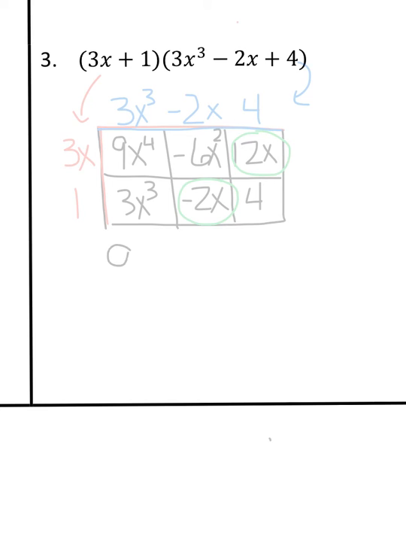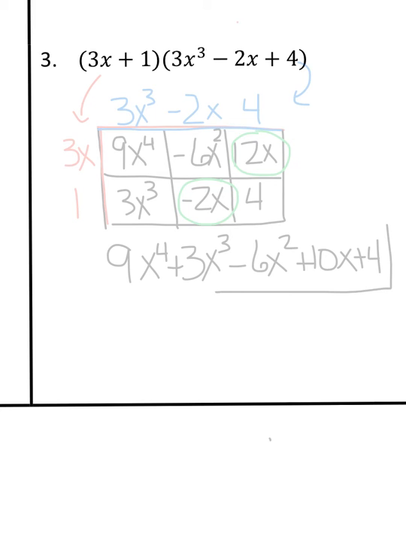So my answer here, I have 9x^4 plus 3x^3, because remember, if you're putting it in standard form, it has to be from the highest degree to the lowest degree. So I do the x^4 first, then the x^3, and then the x^2, and then I have negative 2x plus 12x, which makes that plus 10x, and then plus 4. So here is my answer: 9x^4 plus 3x^3 minus 6x^2 plus 10x plus 4.